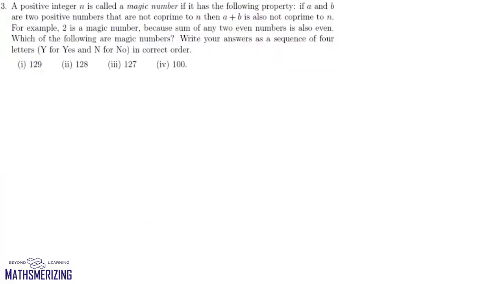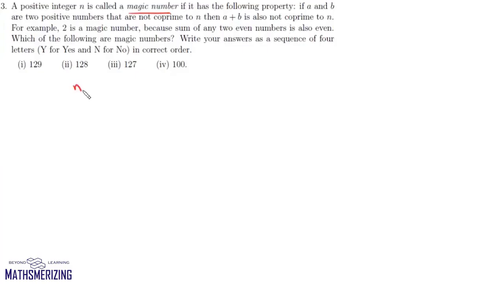Now the third question is, a positive integer n is called a magic number if it has the following property. If a and b are two positive numbers that are not co-prime to n, then a plus b is also not co-prime to n. For example, 2 is a magic number because the sum of any two even numbers is also even. Now we have to find which of the following are magic numbers.